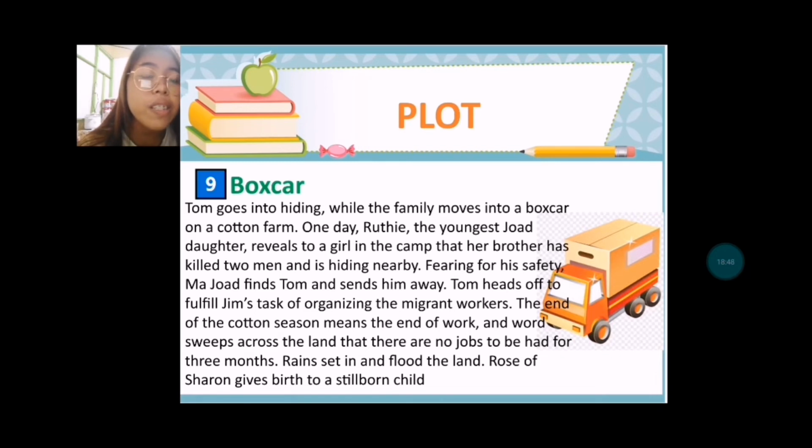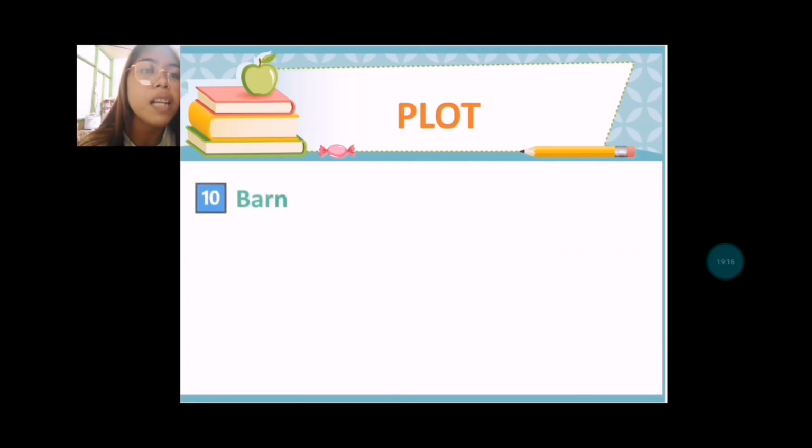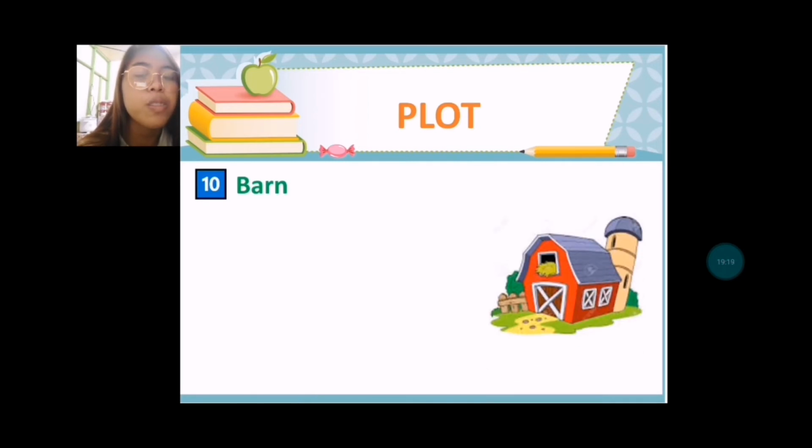So the end of the cotton season means the end of work. Word sweeps across the land that there are no jobs to be had for three months. Rain sets in and floods the land. Rose of Sharon gives birth to a stillborn child. Tom hides, and his family lives in a boxcar as their new camp. So the river floods them out, and Rose of Sharon's baby is stillborn. They then leave for dry shelter.